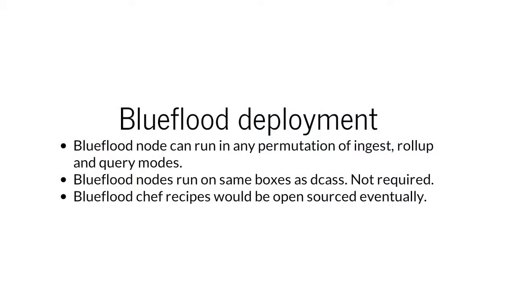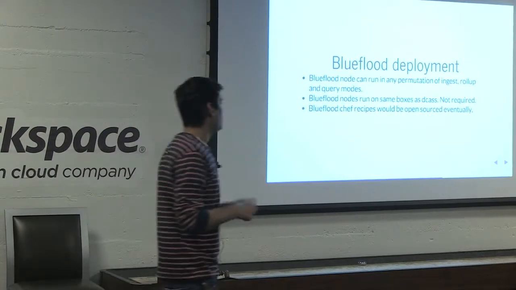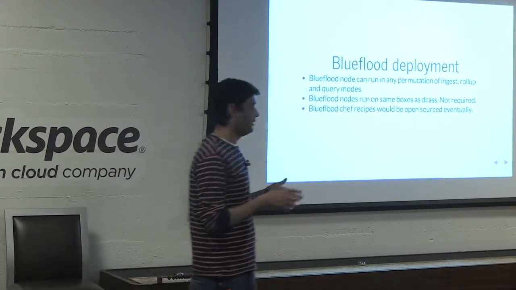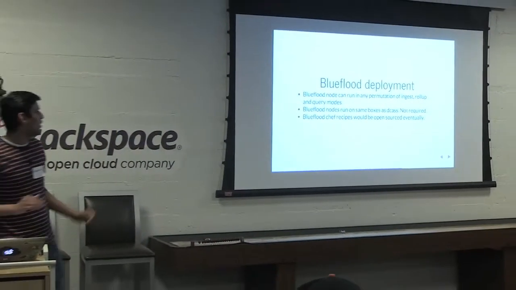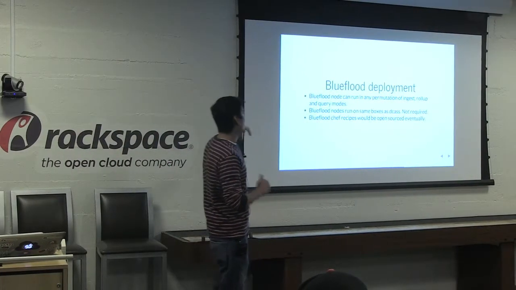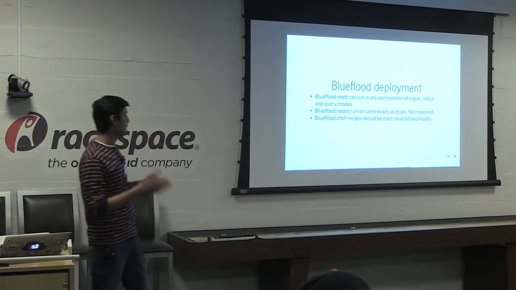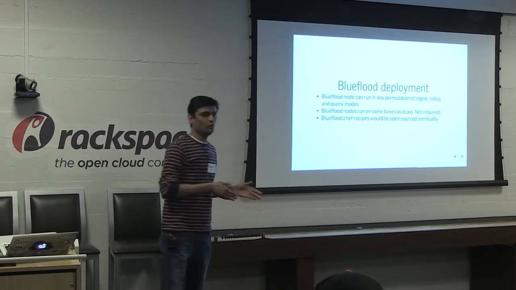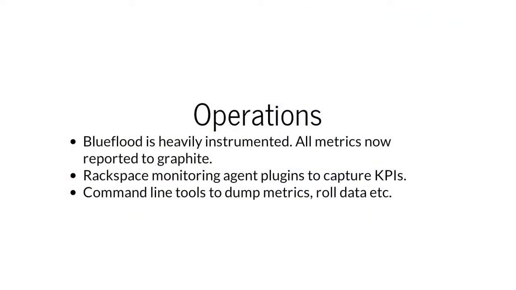So in terms of Blueflood deployment itself, a Blueflood process can run in any of the 3 modes I talked about: ingest, query, or rollup, and any permutations of these. So we actually run 2 nodes just in ingest only mode, because ingestion can be memory intensive. Also, we situated Blueflood processes on the same boxes as Cassandra. It's not really required. At some point, we were trying to optimize the latency to Cassandra, so we did that, and it has actually worked well for us. And at some point, we will be open sourcing the Blueflood chef recipes as well, so you'll not have to spend time setting it up.